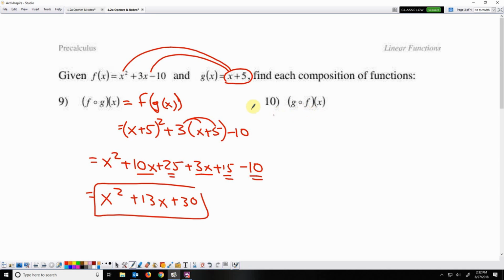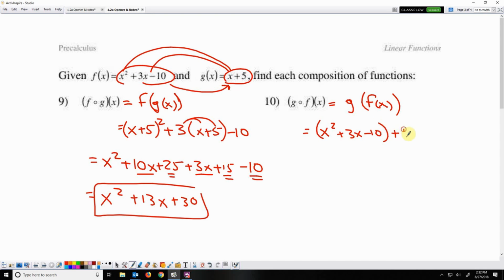Number 10 is backwards. Here, f of x gets substituted in to g of x. So g of f of x is this x gets replaced with all of this. X squared plus 3x minus 10 plus 5. And here are my like terms. X squared plus 3x minus 5.